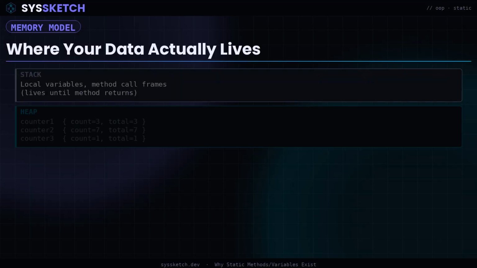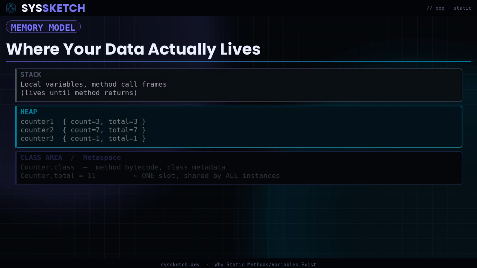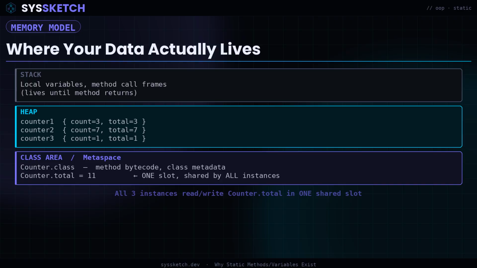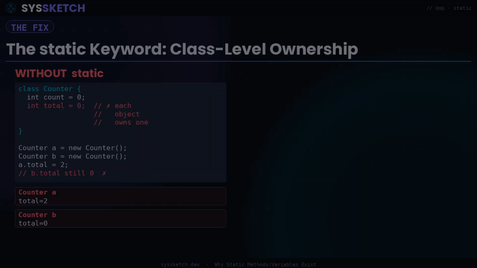To understand why static works, you need to know where your data actually lives at runtime. Local variables live on the stack and disappear when a method returns. Object fields live on the heap, allocated fresh for every new instance you create. But there is a third region, the class area, sometimes called the metaspace. This is where the JVM stores the class definition itself, its method bytecode, and critically its static fields. When the JVM loads your class, it allocates exactly 1 slot for counter.total in the class area. All 3 of your counter objects point at the same class, so they all read and write the same slot.